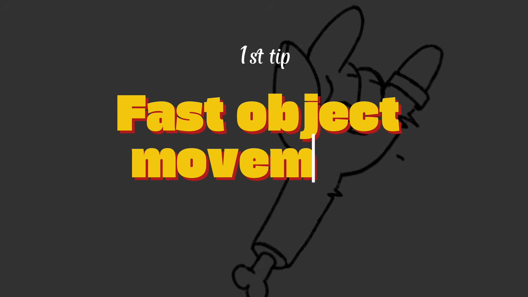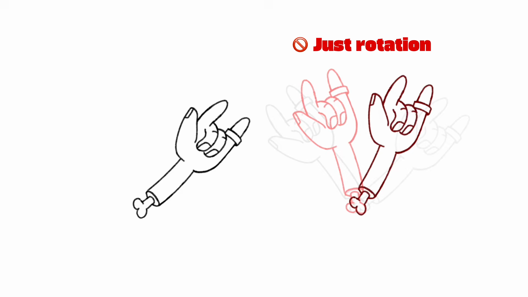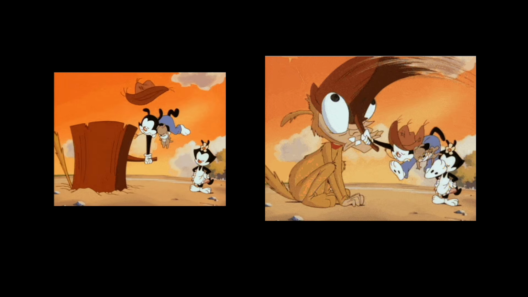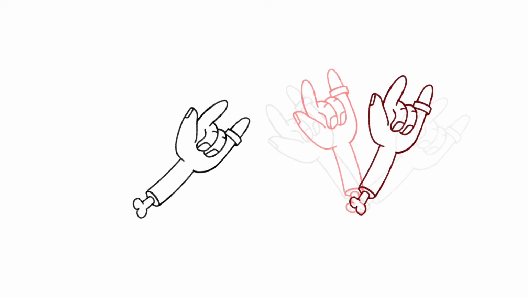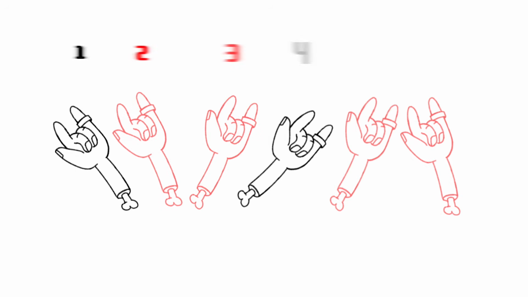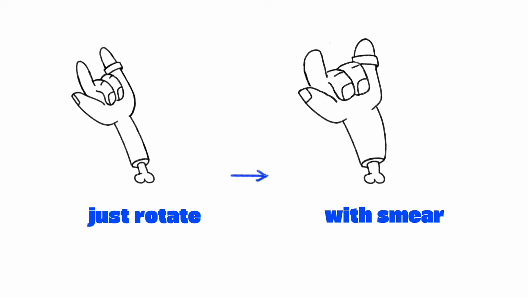So, the first tip is about fast object movement. If you just draw regular in between frames, the animation will look choppy and boring. To add dynamics, animators use a technique called smear, frames with strong stretching, or speed lines. Let's take, for example, the movement of a hand. Here's how it looks with a regular in between, pretty calm. The animation consists of 6 frames in which the hand is simply rotating. And now let's add smear frames, and you can immediately see how the motion becomes faster and more expressive.